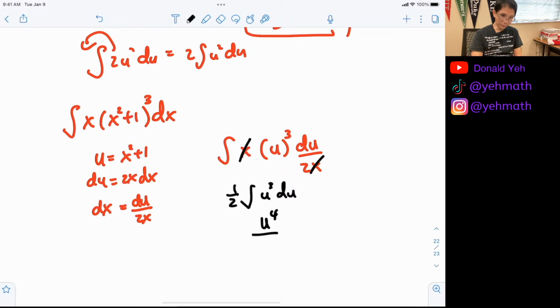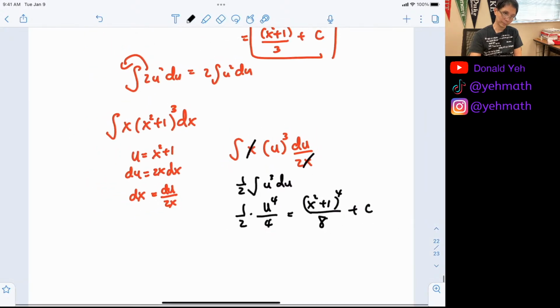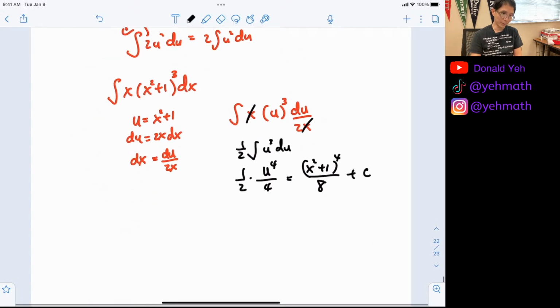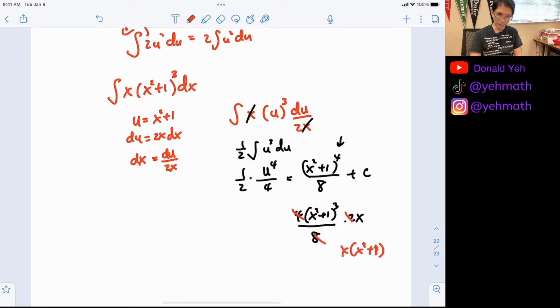u to the 4th over 4 times 1/2. So it's x squared plus 1 to the fourth over 8 plus c. I don't know if I did it right, so let me take a derivative of this. It'll be 4 times x squared plus 1 to the third over 8 times 2x, and if you realize, this would cancel out completely, it'll be x times x squared plus 1 to the third.